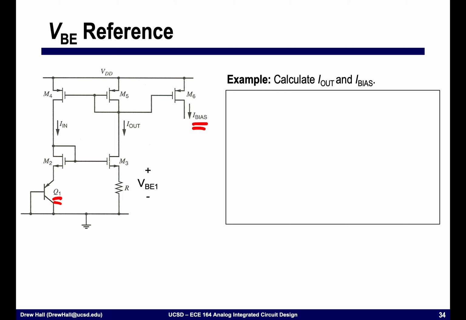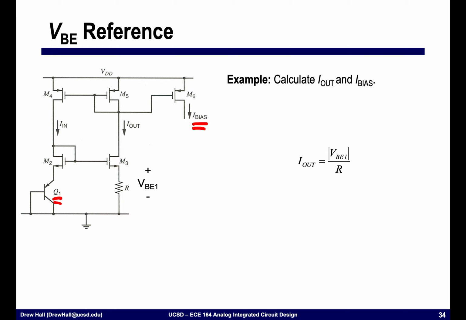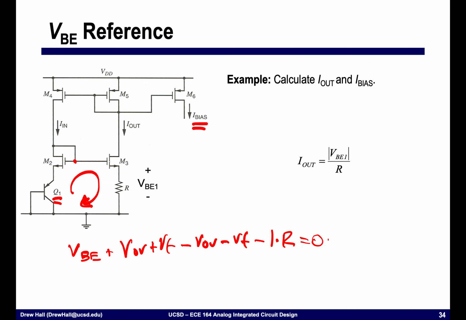So we're going to do the exact same kind of expression that we did before. We're going to do a KVL loop around this where we will get VBE plus VOV plus VT, that's to get up to this node, minus VOV minus VT minus I times R is equal to 0. And these cancel out. And so we're left with VBE divided by R as essentially our output current.